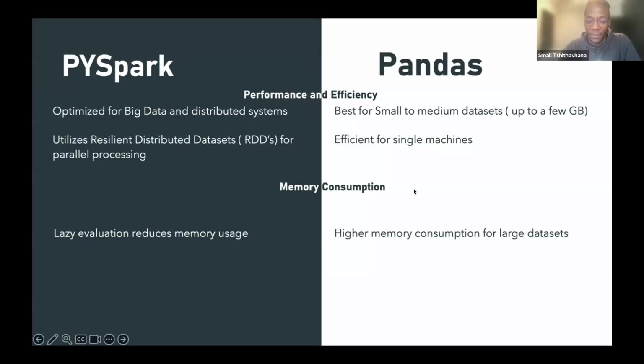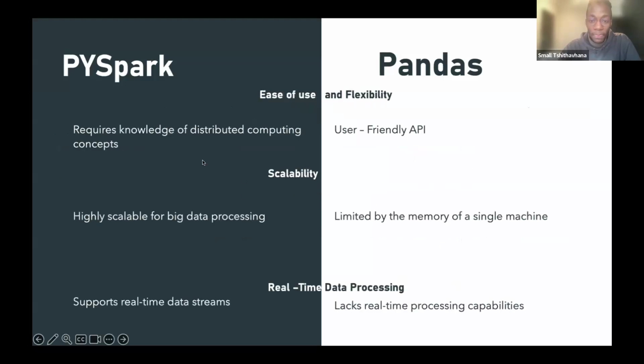Unlike Python, which will take a large amount of memory for analysis of a large data set, Spark is more efficient. But the downside of using PySpark is that you will need a lot of background in distributed computing, unlike Python, which has a lot of APIs available for it.